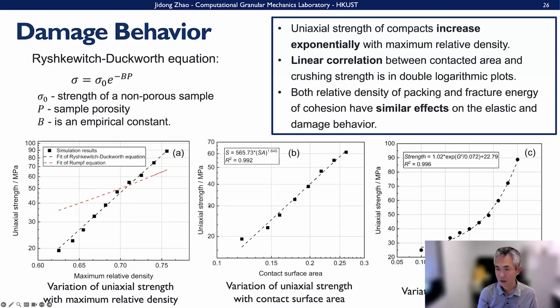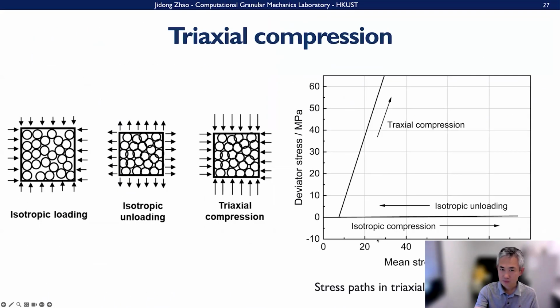Okay. We also found that the contact surface area can be correlated with the uniaxial strength in a linear way. Okay, and both the relative density and the fracture energy of the cohesion have a similar effect. Here, this is the fracture energy of the cohesion, and it has a monotonic relationship with the uniaxial strength exhibited here, right? And then these are the tests of the strengths of the packing here.